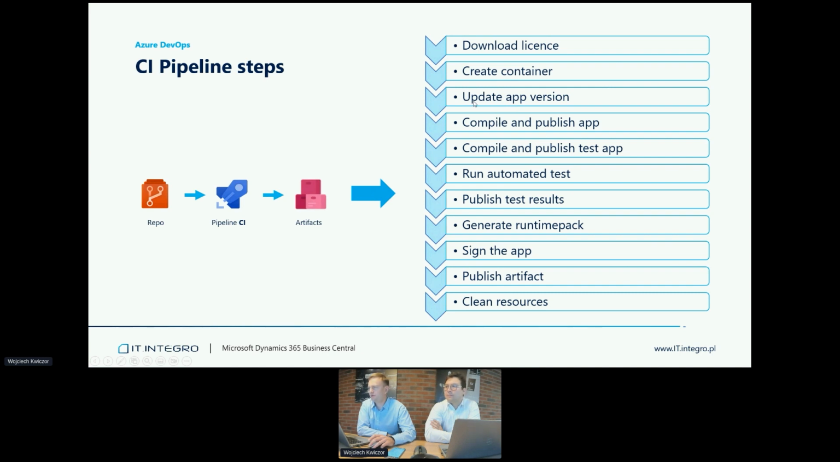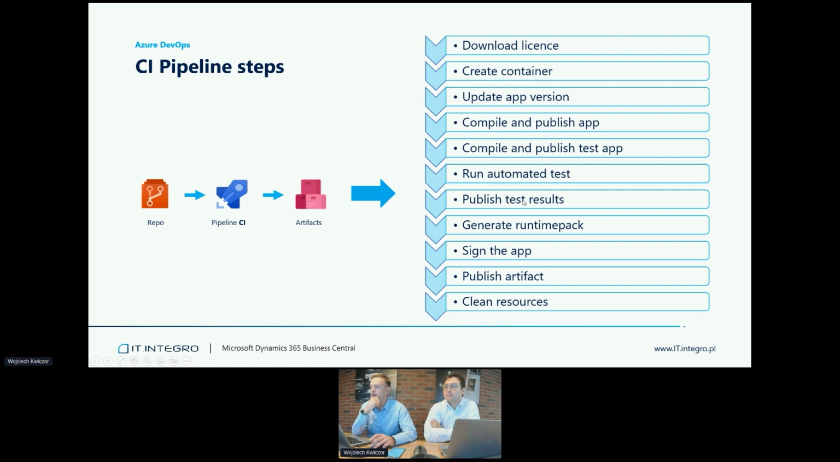All these steps are briefly mentioned here. We need to update the app version, and we need to compile and publish our app. This is what Michał prepared. Everything will be done in a dedicated container, just like Michał presented previously. We can simulate the real environment on this agent. We will publish the app, and we will also publish the test app, just to be sure that everything is correct.